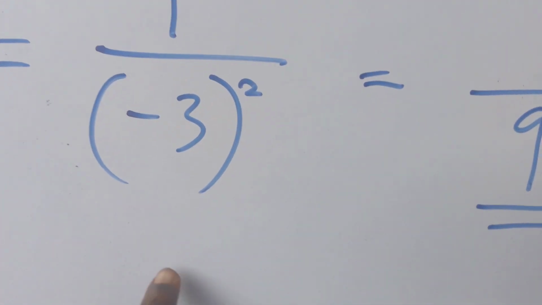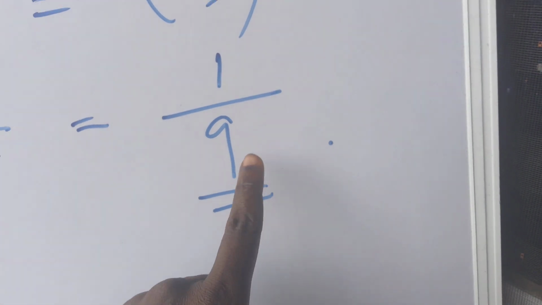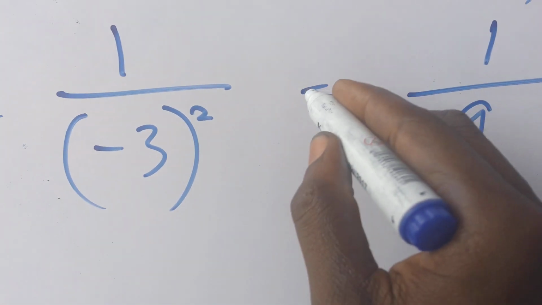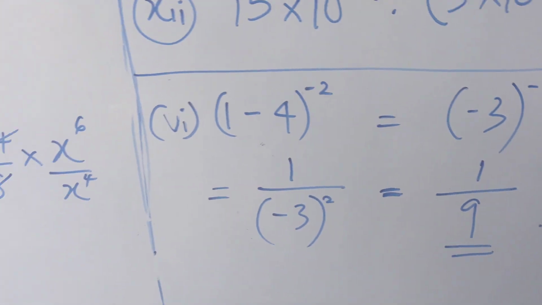Minus 3 all raised to power 2 is 9, so I'm having the reciprocal of 9 as my final answer, 1 over 9. Okay, let's look at the next one.